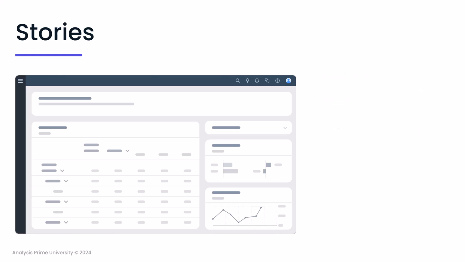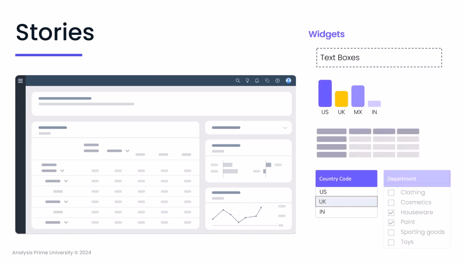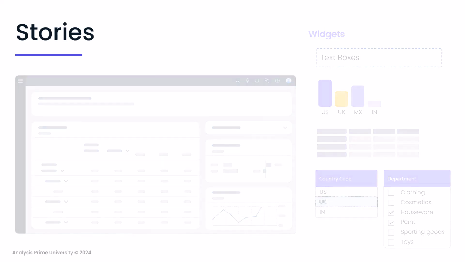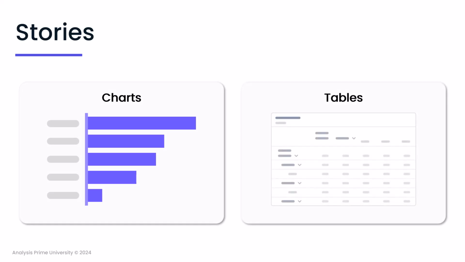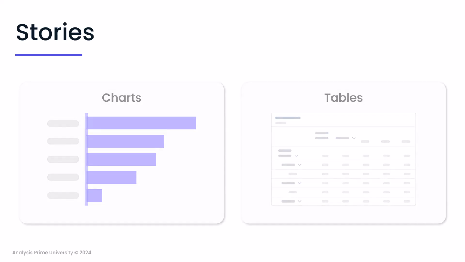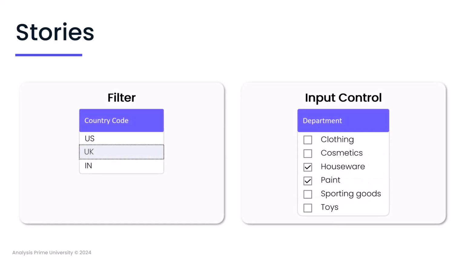Within stories, you also have a number of different widgets, including our text boxes, our charts, our tables, our filters or input controls. All of these are different widgets. To touch on a couple of specific types of widgets, charts are visualizations of our data. Tables are tabular representations of our data. We also need to be aware of filters, which are sometimes also called input controls.